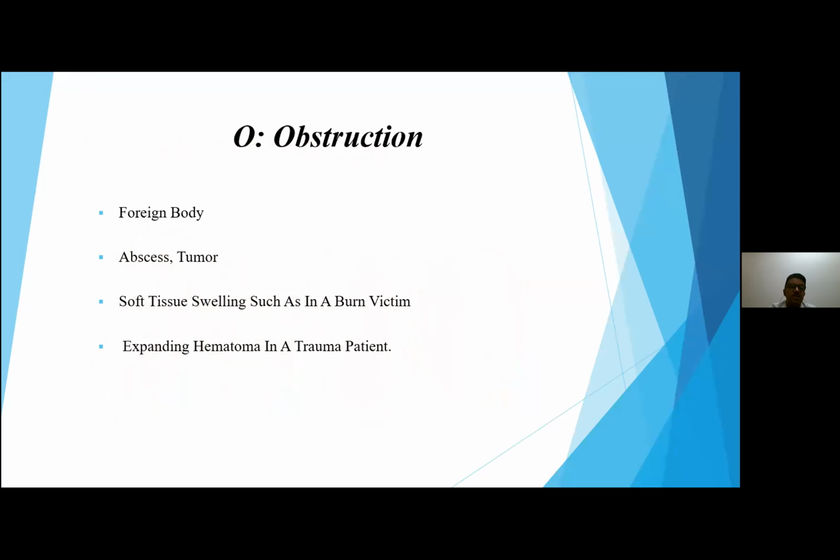Or obstruction. So we need to look for things like foreign body, abscess, tumor, soft tissue swelling, such as in burn. They have significant edema that compresses the airway, and hematoma also in the trauma patient. And this usually affects the neck.